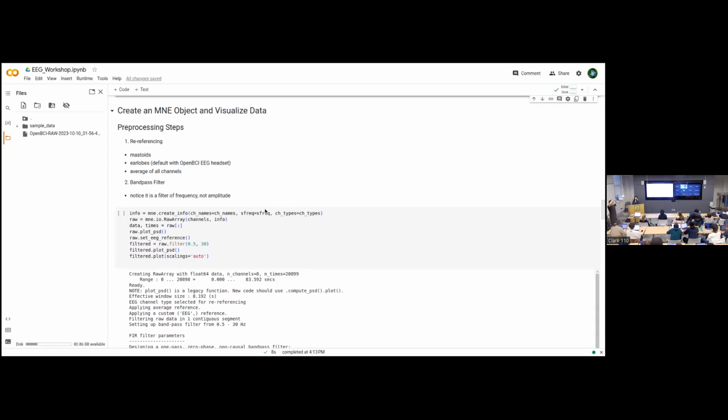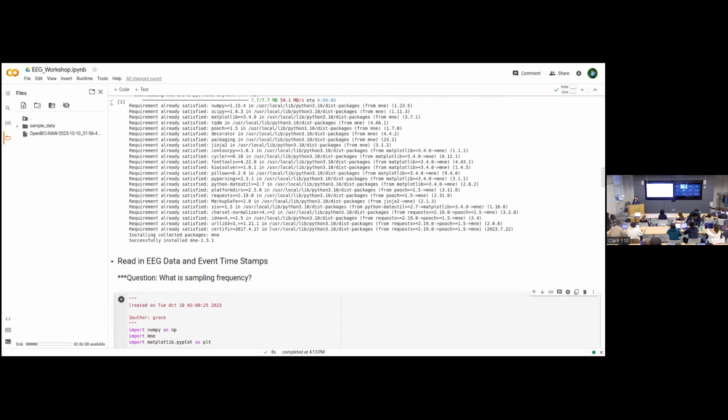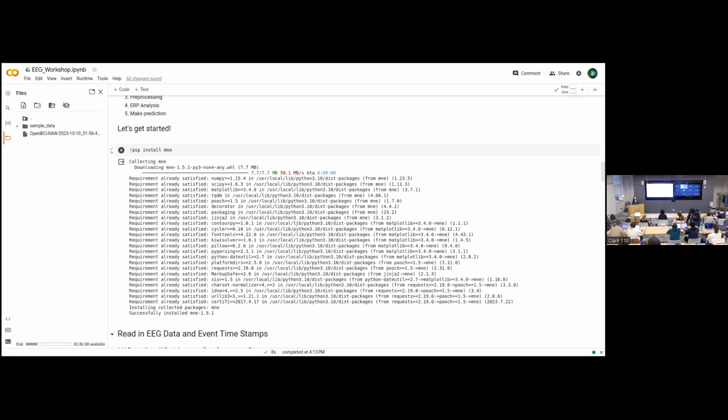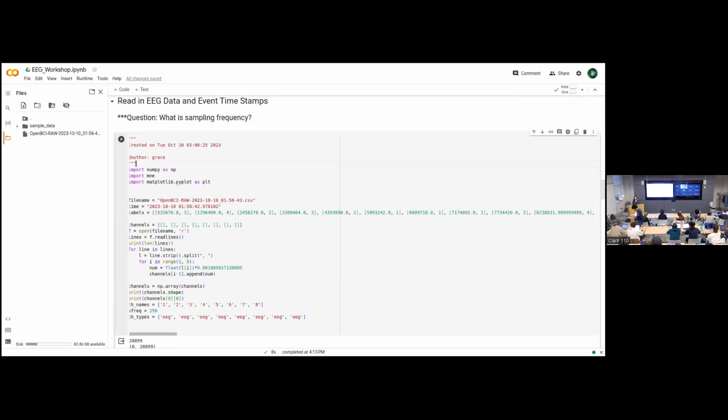Is it working? Also make sure that once you have the data, you run the cells in sequence. Make sure that you install MNE first, otherwise it might give you an error when you try to import MNE, because that is the second step.